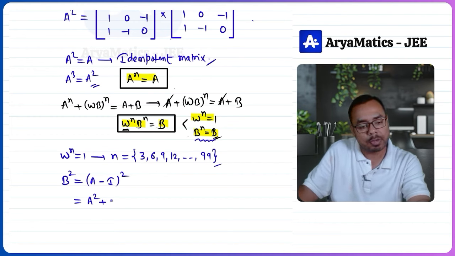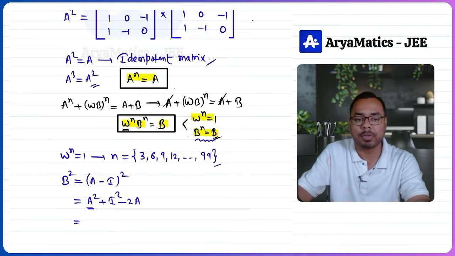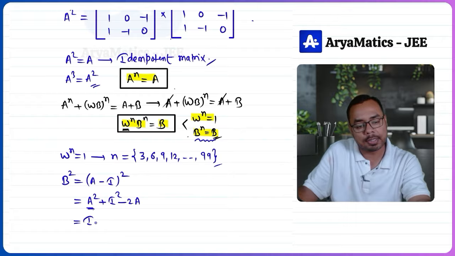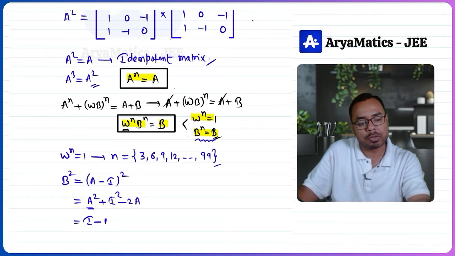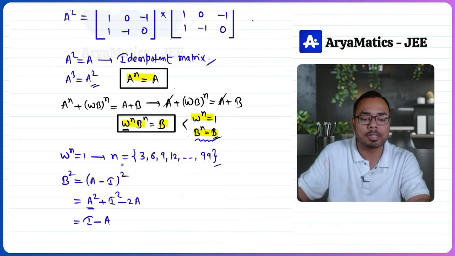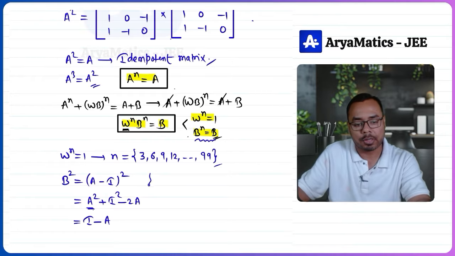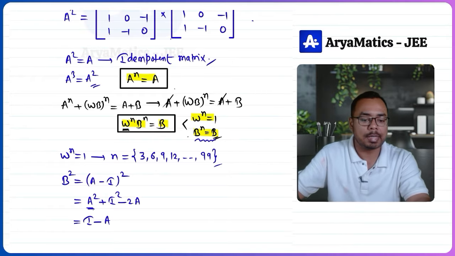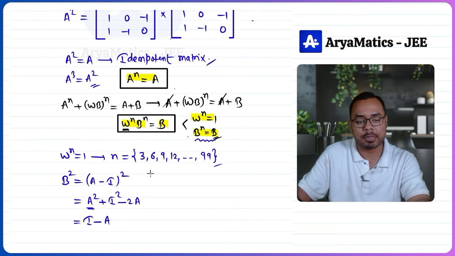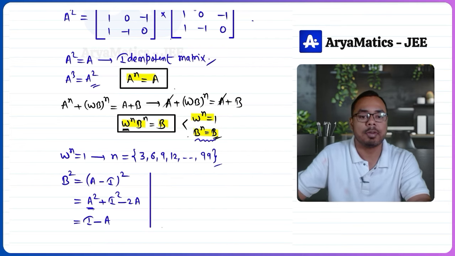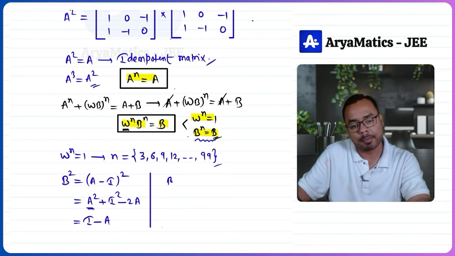So this will become A square plus I square and then minus 2A I. Now because A square is the same as A, since matrix A was an idempotent matrix, we can write this as I, and then A minus 2A, that will be minus A. Now remember, matrix B was A minus I, and B square we are getting I minus A. So this will mean that B square is nothing but the negative of matrix B, right?